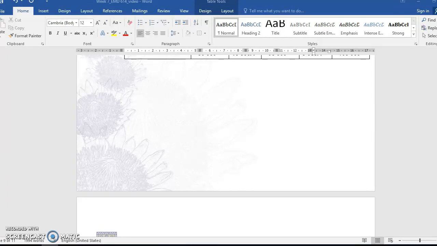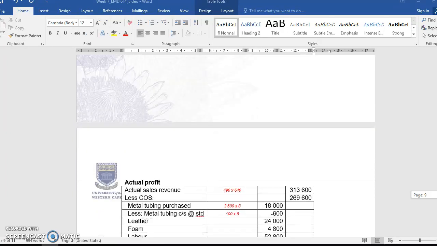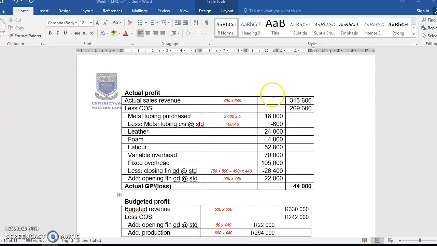overheads, minus closing stock, which consists of closing raw material or closing finished stock, and then if there's any other non-production costs, we'll deduct that as well. So first things first, the sales is actual selling price times actual selling quantity.